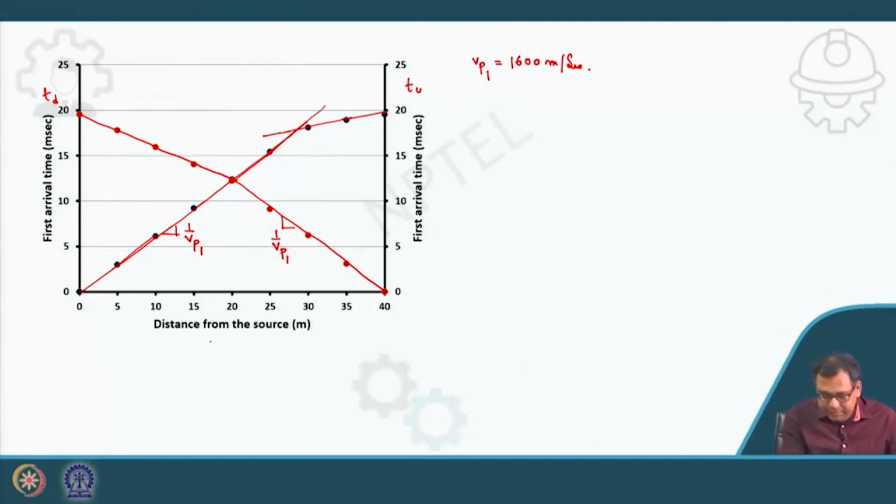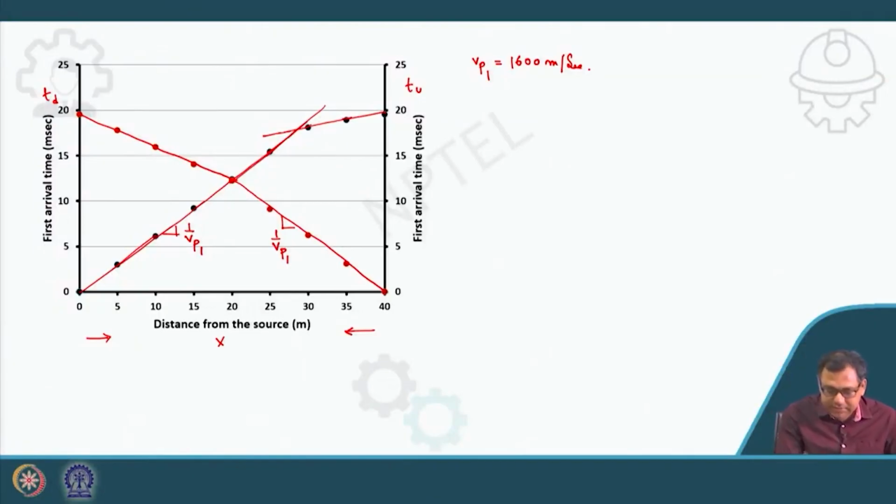Okay, so X is from here, it is this direction. It is written 0, 5, 10, 15, 20, 25, 30, 35, 40. That is for TD versus X. But for TU versus X, again it is 0, then 5, then 10, then 15, 20, 25, 30, 35, 40. Remember that. Okay, so this is 1600.